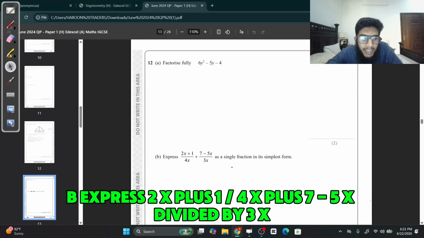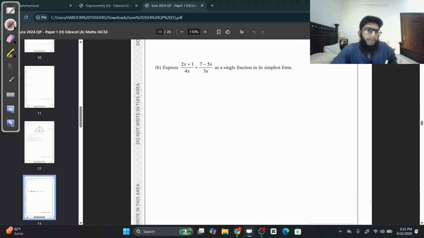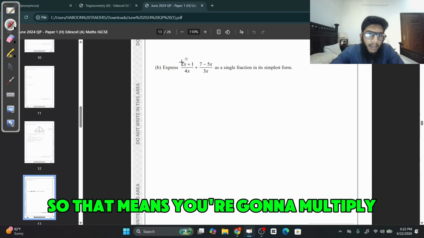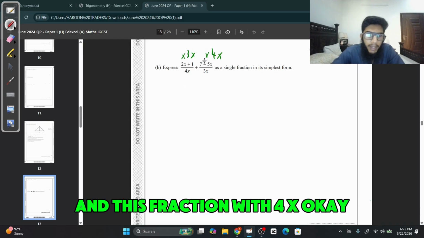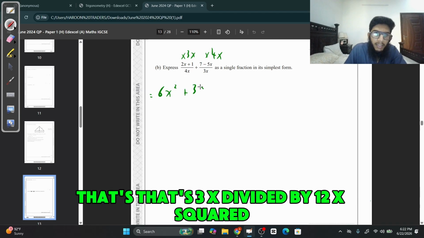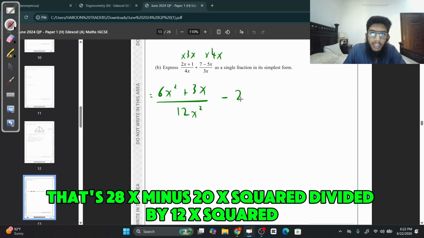Part B, express (2x plus 1) divided by 4x plus 7 minus 5x divided by 3x as a single fraction in its simplest form. This is a 3-mark question. Okay, let's do this. First, you have to have the same denominator to add them. So that means you're going to multiply this fraction with 3x and this fraction with 4x. Okay, so 3x times 2x, that's going to be 6x squared plus 1, that's 3x, divided by 12x squared, and then minus, you have 4x times 7, that's 28x minus 20x squared divided by 12x squared.